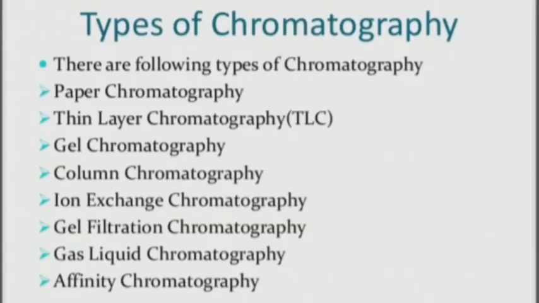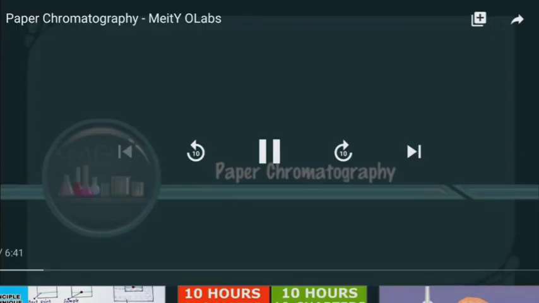Types of chromatography. There are so many types like paper chromatography, thin layer chromatography, gel chromatography, column chromatography, ion exchange chromatography, gel filtration chromatography, gas liquid chromatography, and affinity chromatography. This year in our syllabus, we are going to focus only on paper chromatography.